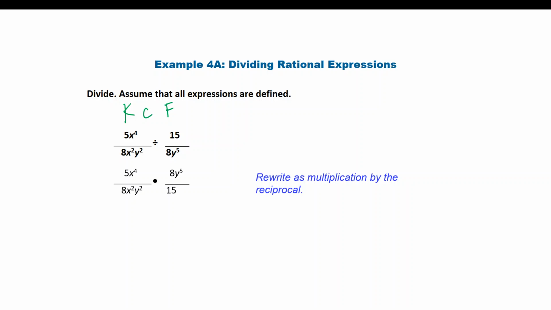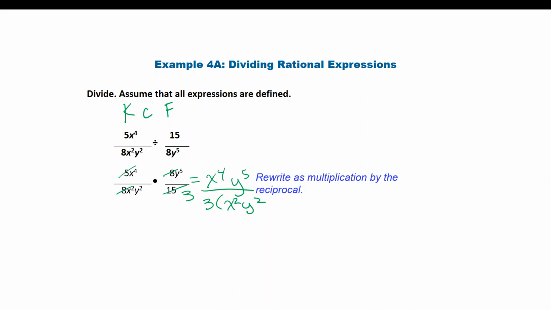And then I like to go ahead and just cancel out as much as I can to get started. So I see there's a 5 here and 15 with a 3 left over. And I see 8 goes into 8 both times up there. So I end up with x to the 4th, y to the 5th on the top, and on the bottom I just have a 3 x squared y squared.